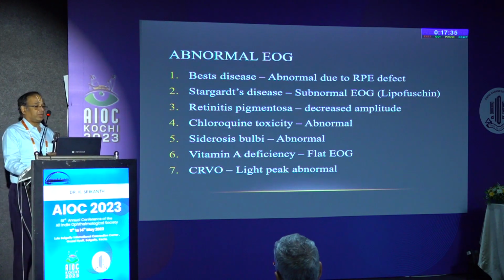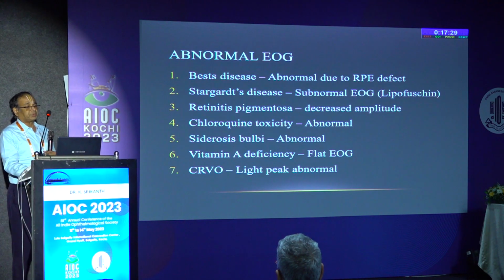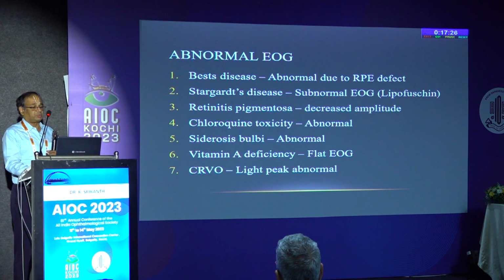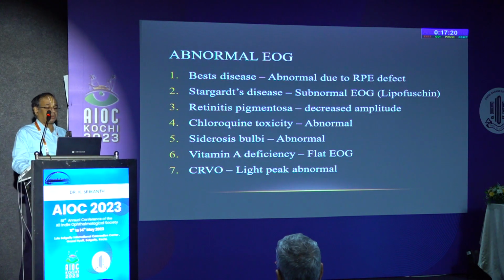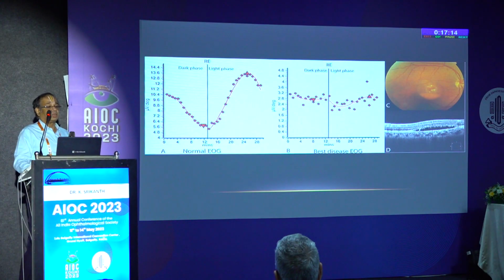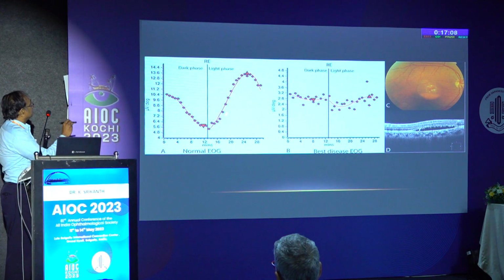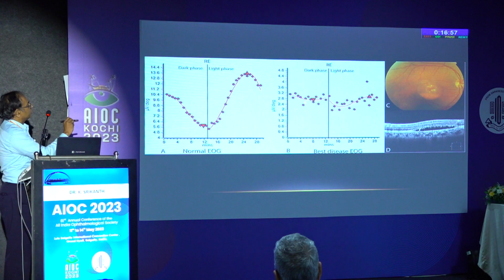So abnormal EOG you can see in Best disease, Stargardt's disease, retinitis pigmentosa, chloroquine toxicity, siderosis bulbi, and in vitamin A deficiency there may be a flat EOG, and in ischemic CRVO there will be abnormal light peak. So these are the things which are seen. You can see the normal EOG with dark phase at 12 minutes and the peak phase again at 10 to 12 minutes, or sometimes 8 to 12 minutes, and you can see this reduced dark phase as well as the light phase.